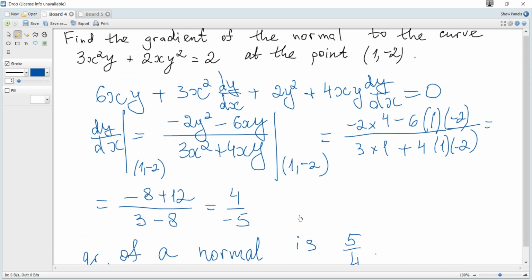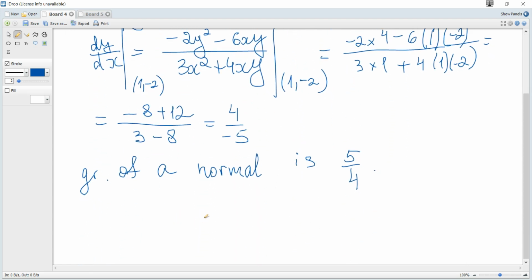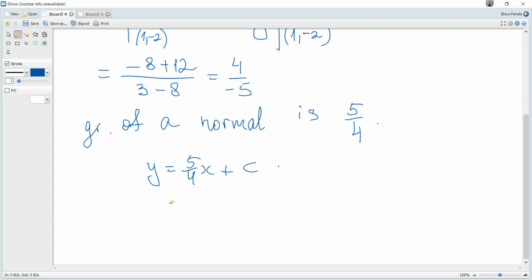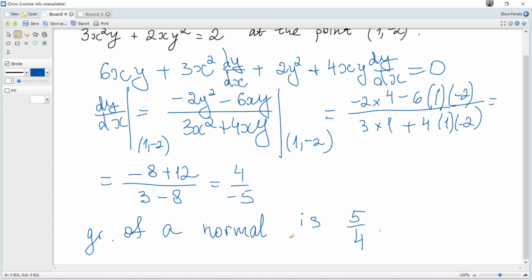And it's not needed here, but in general, if you need an equation of a normal, it becomes y equals 5 over 4 x plus c, and you just substitute negative 2 for y and 1 for x and solve for c, and hence you get an equation of the normal. So the required gradient of the normal is 5 over 4, and that solves this question.